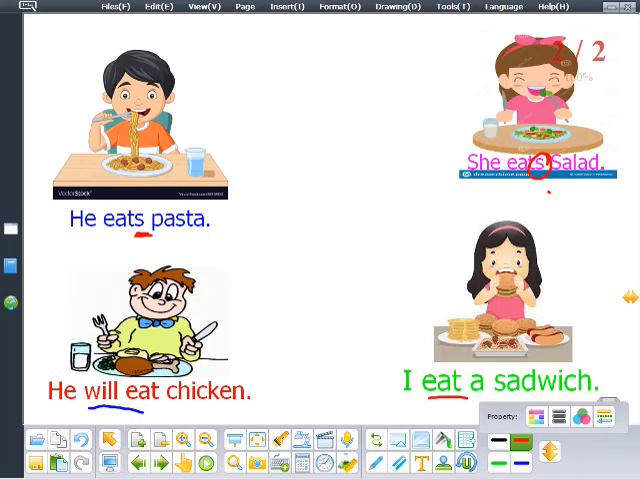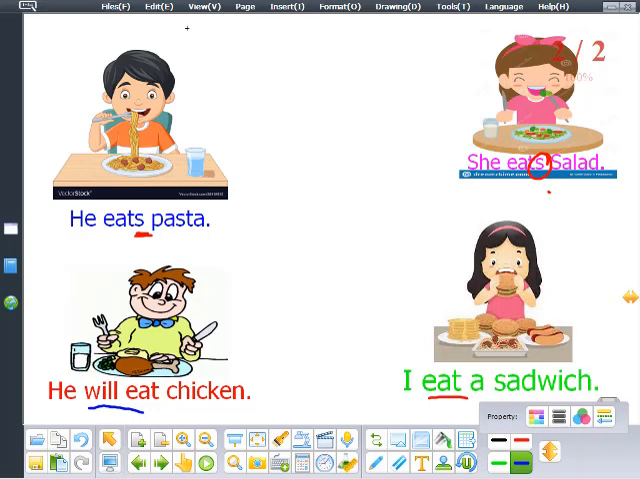He is looking at the food and he will eat. So when I eat now, the food is in my mouth. Here the sandwich is in my mouth. Here the salad is in my mouth. So I say I eat, he eats, she eats. But when the food is in front of me and I haven't eaten yet, I say he will eat chicken, or I will eat chicken, I will wear shorts, I will wear a skirt, I will go to the club tomorrow. So when something hasn't happened yet, I say he will or I will. I can't say I eat. No, I will eat.